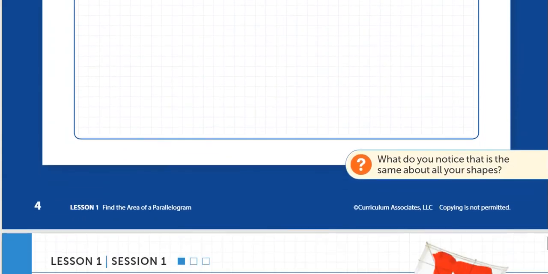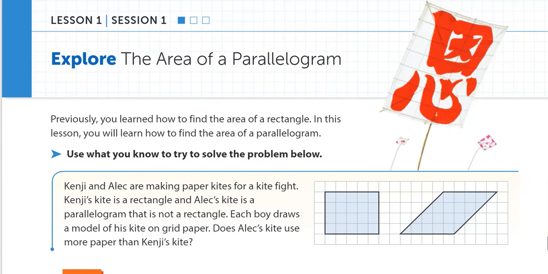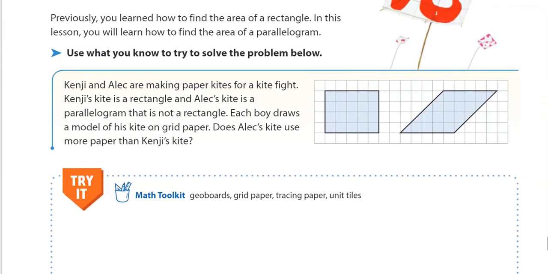Alright, did you draw a bunch of parallelograms? I hope they're beautiful, because we're starting with Lesson 1, Session 1, area of a parallelogram. So, here we go. This is called a try it, so basically you're going to do this part on your own and see if you can figure it out before I teach it to you. So Kenji and Alec are making paper kites for a kite flight. Kenji's kite is a rectangle, so there's Kenji's. And Alec's kite is a parallelogram.